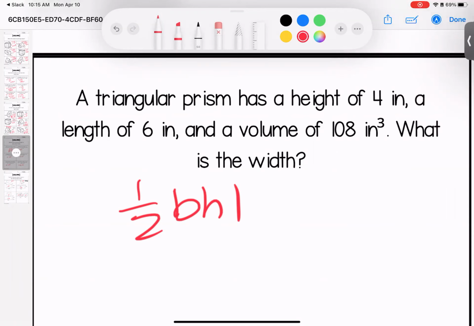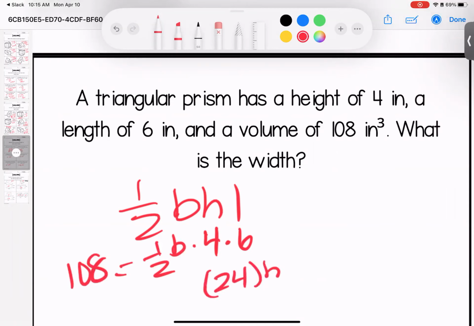Prism has a height of 4. It has a length of 6. The base is unknown. And in total, it's 108. So start with what we have. 4 times 6 is 24. I have to take 1/2 of that. So 1/2 of 24 is 12.